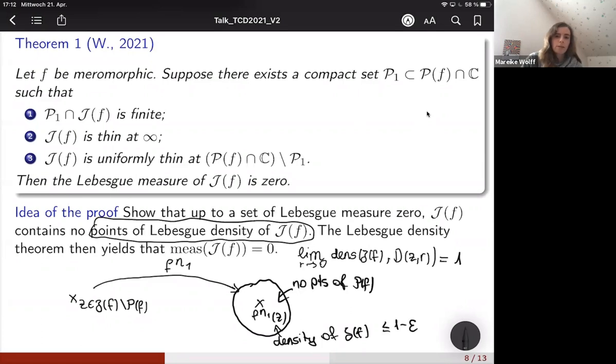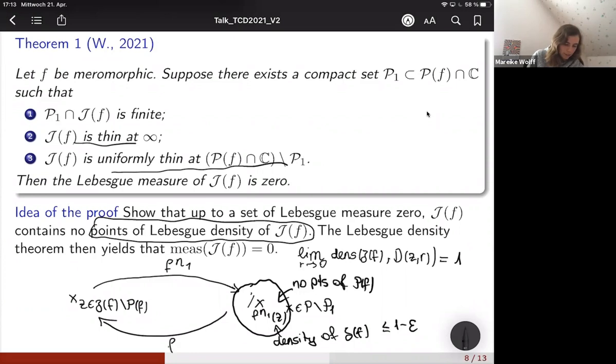If we can take the disk to be very large, then we use that the Julia set is thin at infinity. If the disk has to be small not to intersect the post-singular set, and we have a point which is in the post-singular set but not in P1 and lies at the boundary of this disk, well, then we use that the Julia set is uniformly thin at the post-singular set minus P1, and we can also deal with the boundary points being in P1. And then, well, since the disk does not contain any points from the post-singular set, there is a holomorphic branch of the inverse of f^n1, which maps this disk back to some neighborhood of z.